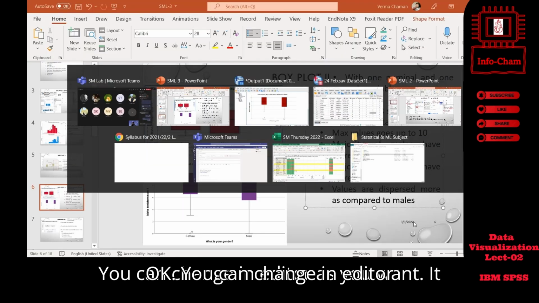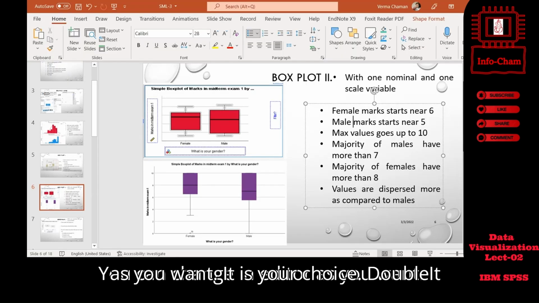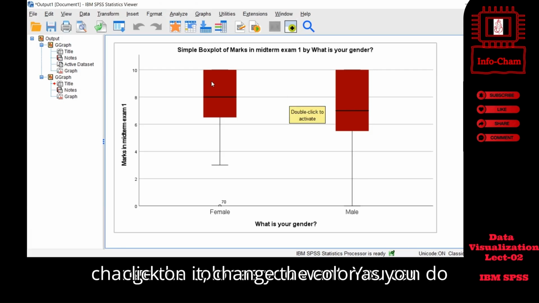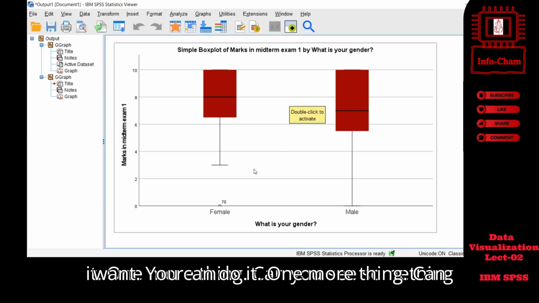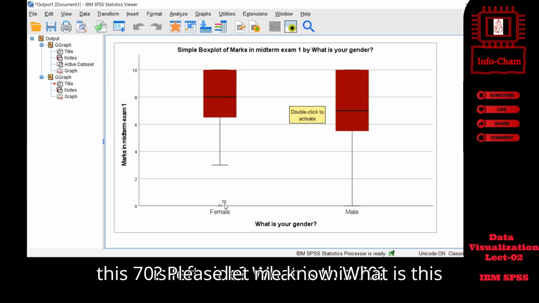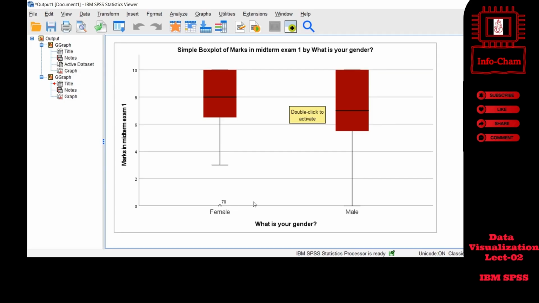Okay, you can change it in the editor as you want, it is your choice. Double click on it, change the color as you want, you can do it. One more thing, can you see something on the left side, what is this 70? Please let me know what is this 70? Anybody knows about 70?